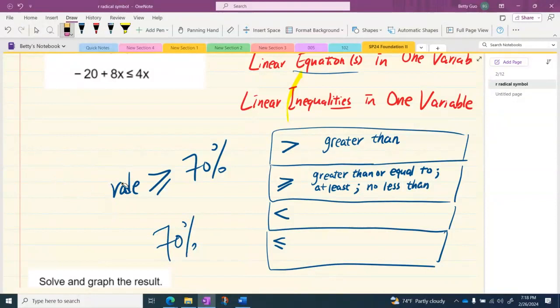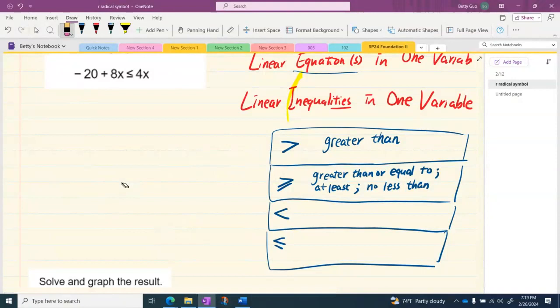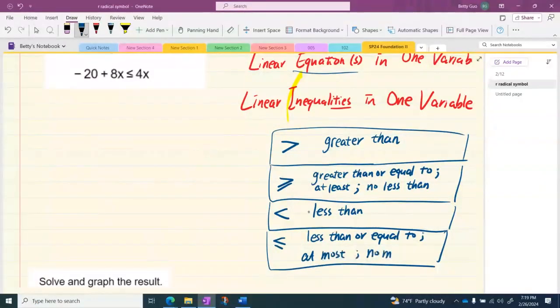The third one is less than. It means strictly less than, because there's no bar under. And the last one with the bar under is less than or equal to, smaller than or equal to. We can also translate that notation as at the most, or no more than.